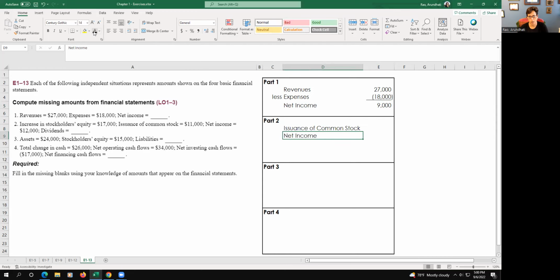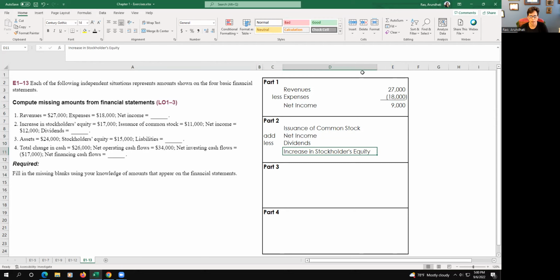Issuance of common stock. You will add net income. You subtract your dividends, and that will give you the increase in the common stock, in the stockholders' equity, whatever that number may be. So let's take a look at this. The increase is 17,000. I issued $11,000 worth of common stock, and I earned 12,000 in net income. So what's the dividend number? That's the unknown over here.